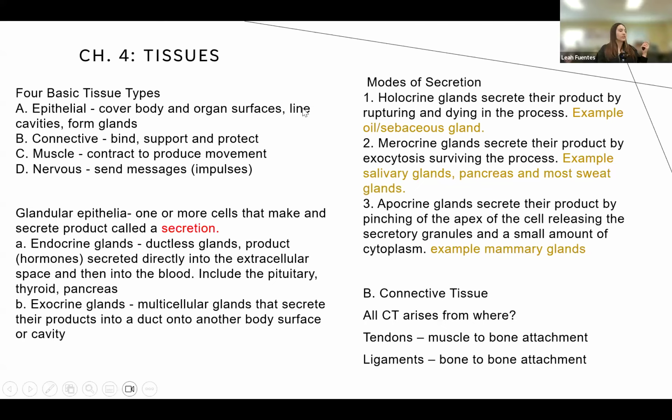And then along those lines, we also have our exocrine glands. These are also multicellular glands that secrete their products into a duct onto another body surface or cavity. So this includes mucus, sweat, oil, salivary. And the thing with exocrine glands is they may be multicellular or unicellular. So I can see this being asked like a true or false question. True or false, exocrine glands may be multicellular or unicellular. True. Or true or false, exocrine glands are only multicellular. That would be false.